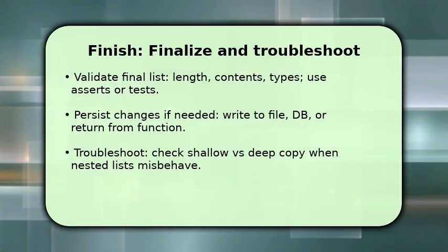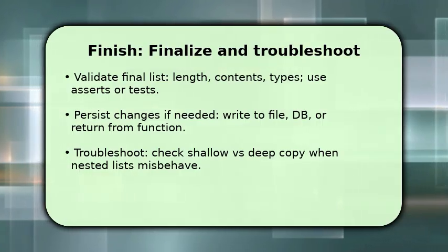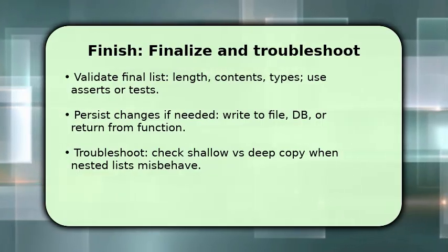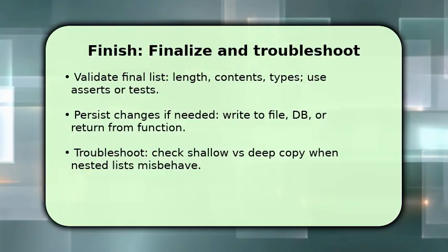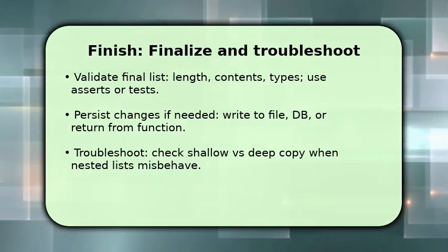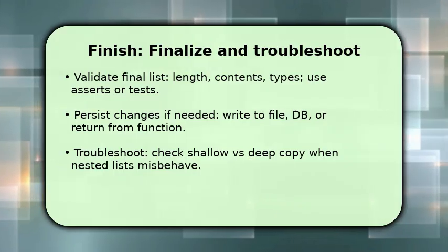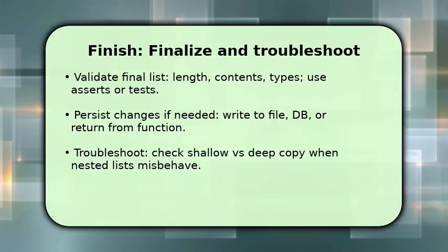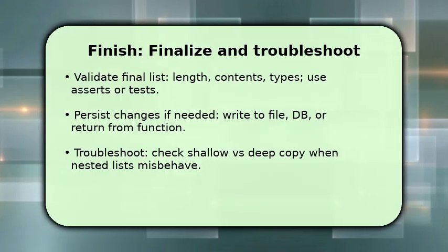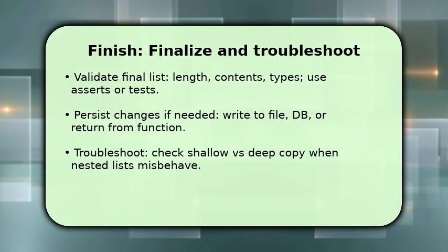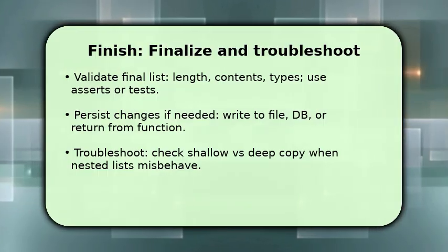If changes must persist, write back to file or return the new list from your function and be explicit about in-place mutation. If something goes wrong, consider the common issue of shallow versus deep copies with nested lists. Use copy, deep copy when needed. Finally, document the mutation behavior so you and others avoid unexpected side effects later.